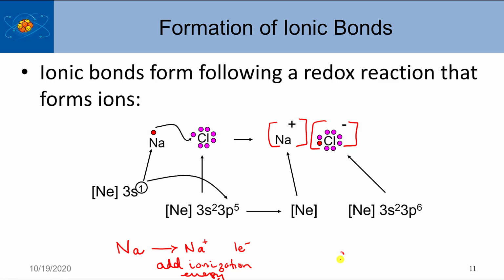So I have a chlorine atom with its Lewis dot structure like this. I'm going to add an electron to it, which is going to make it Cl⁻ like this. And if you remember, when chlorine makes the chloride ion, this is what we call the electron affinity. And that's energy that gets released.